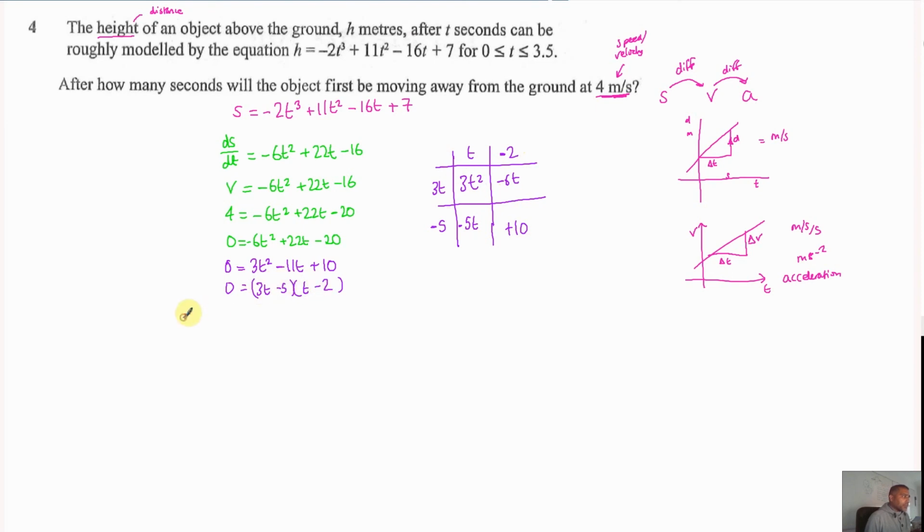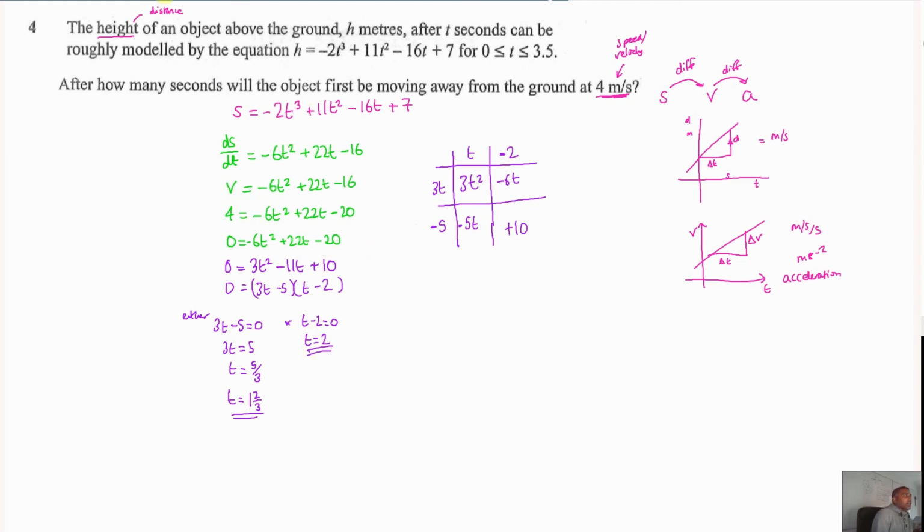So solving this, either 3t minus 5 equals 0, so 3t is 5, and then t is 5 over 3. If you want, you can change that to a mixed number, so that's 1 and 2/3 of a second. And it's either that one or t minus 2 equals 0, so t equals 2. So again, you can use the formula, you can use the AC method, whichever method you want to use to factorize that, but you should be able to factorize this at this stage to really make sure you're getting your understanding.